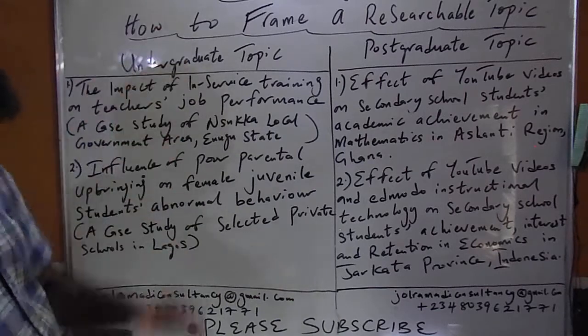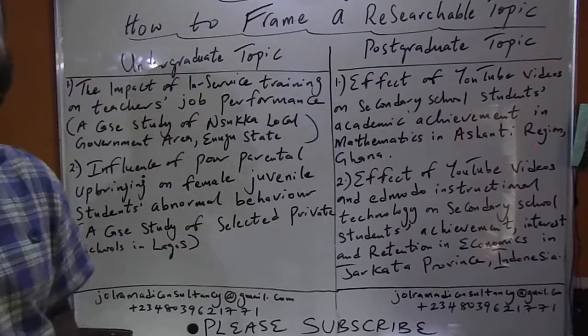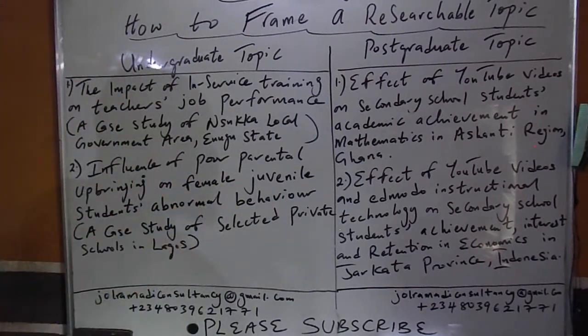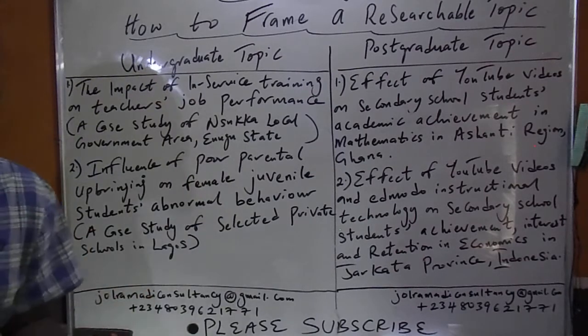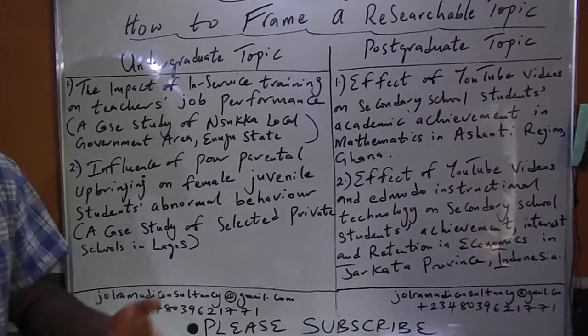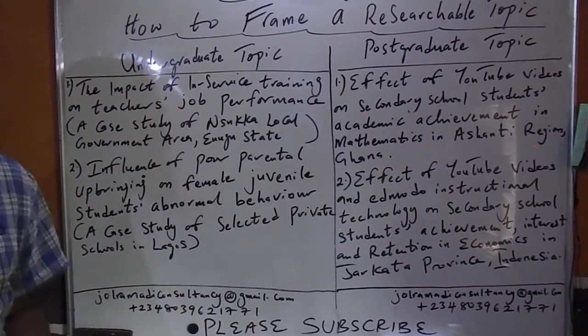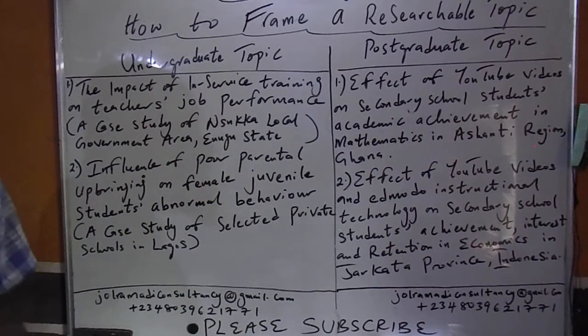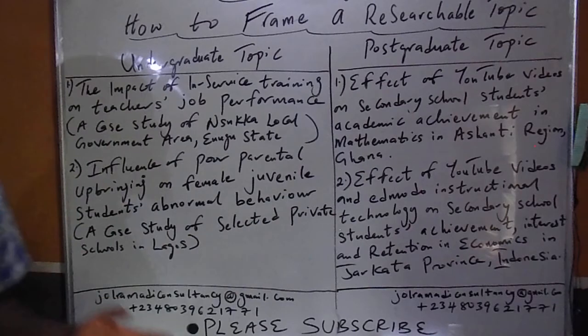First thing, how to frame a researchable topic. How do you frame a researchable topic? This is the problem that most students face at undergraduate and postgraduate level. You will see some students at postgraduate level going to their supervisor with an undergraduate topic, and the supervisor will reject the topic. The supervisor will not even tell their student that this is an undergraduate topic. They will just say, no, this topic is not okay. This topic is not good for you.